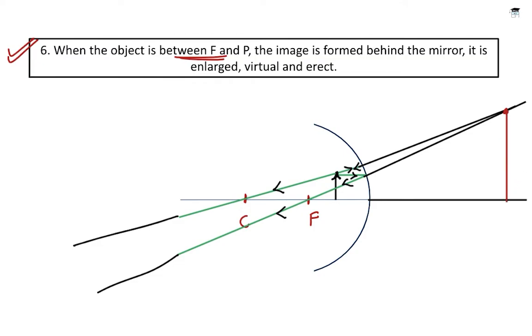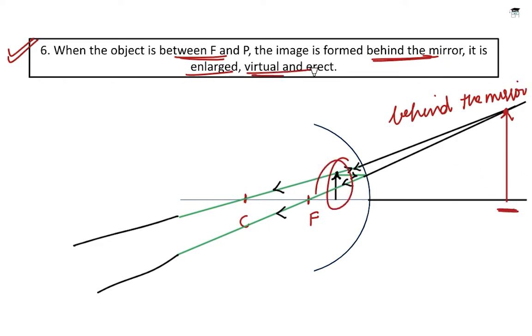This is my image. The image is formed behind the mirror. It is enlarged, you can see it is bigger as compared to the object. It is virtual and erect. It is virtual because it is formed behind the mirror. It is erect, you can see here. It is in the same direction as the object. It is not inverted. The image which is formed behind the mirror is always virtual, and a virtual image is always erect.